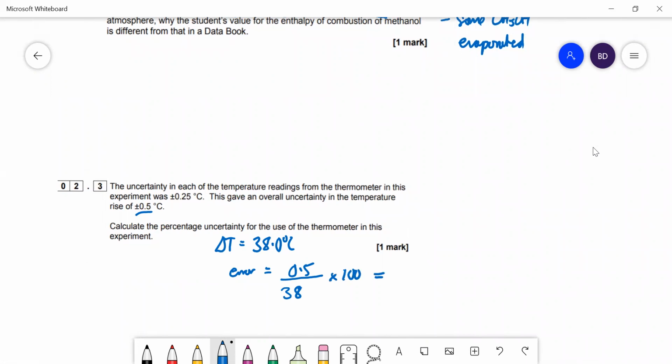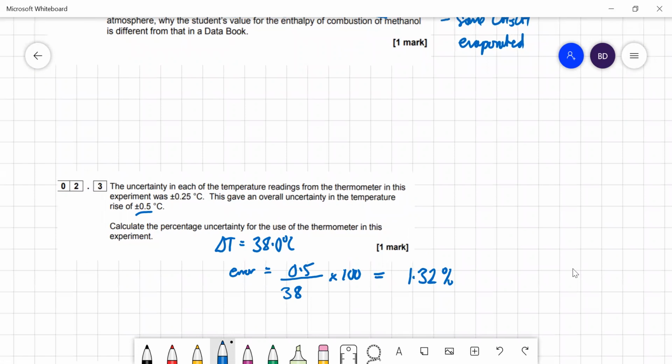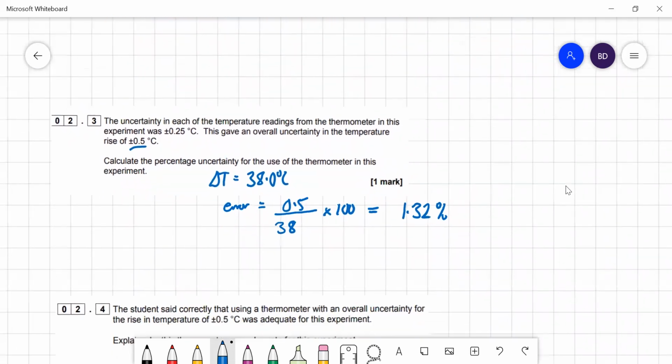And that gives 1.32%, which is a very small error, okay? Compared to all the heat losses and stuff. They'll probably ask us about that now.